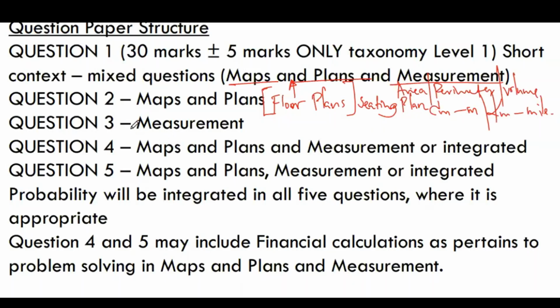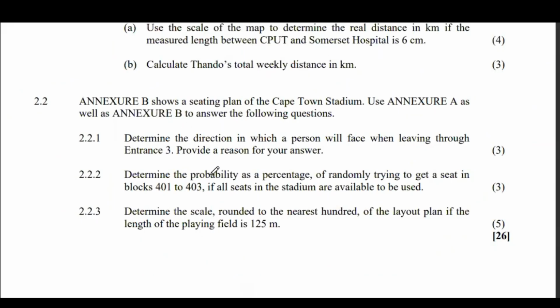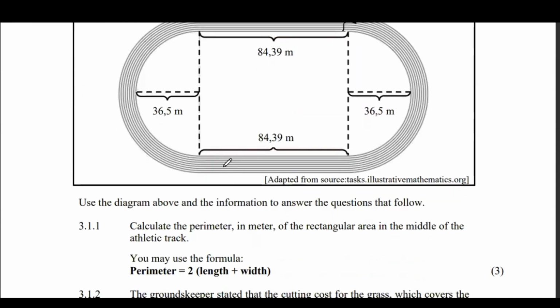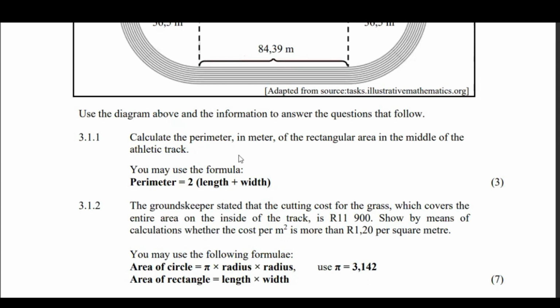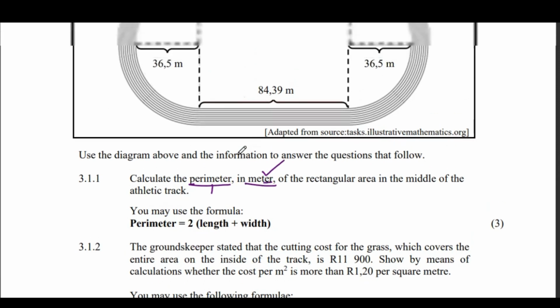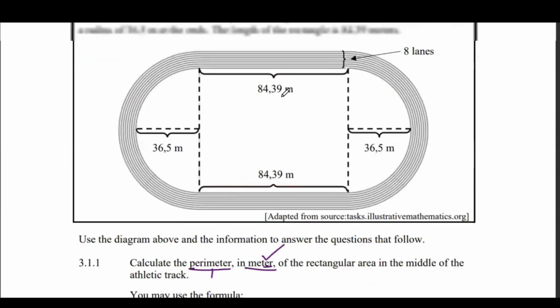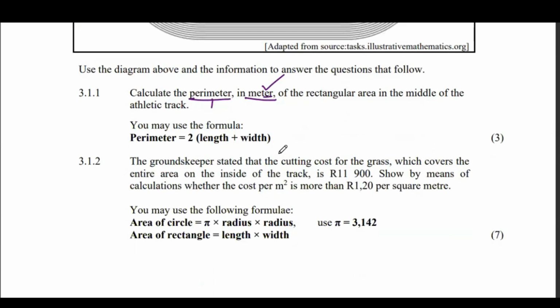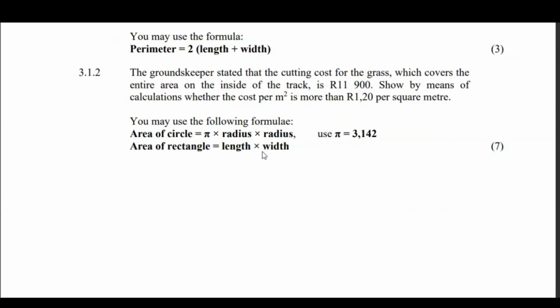Now we go to question number 3, measurements, area and perimeter. Calculate the perimeter. You know very well that perimeter is the total distance around a given shape, but they want it in meters. Make sure your answer is in meters. If there are any measurements that are not in the same units, please change them to have the same units as the other measurements given to you. Now look at these formulas here. This is for the rectangle.